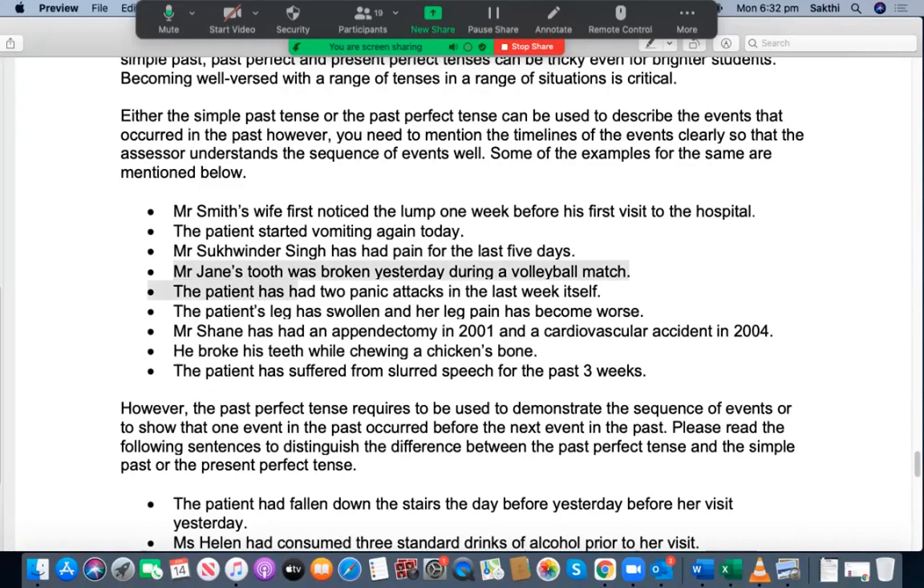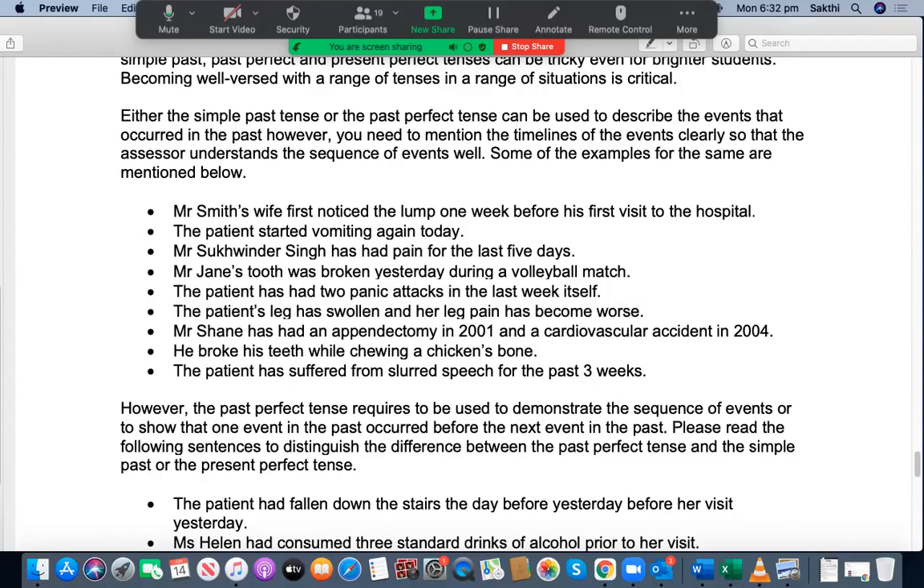Mr. Jane's tooth was broken yesterday during a volleyball match. The patient has had 2 panic attacks in the last week itself, which means this patient is a severe case. So we are clearly stating the purpose and the urgency as well. The patient's leg has swollen and their leg pain has become worse.